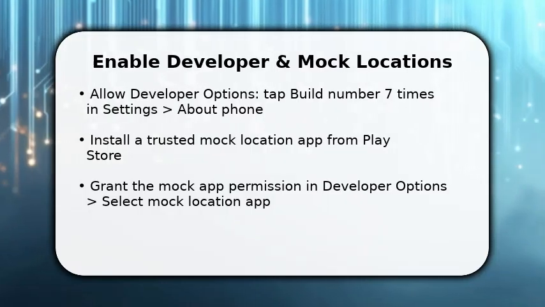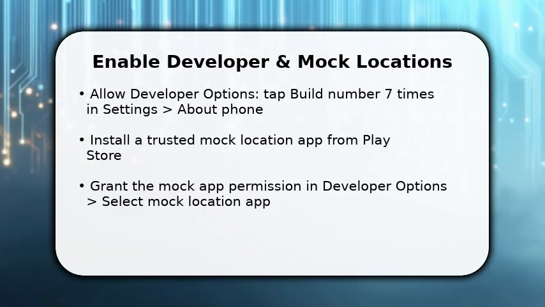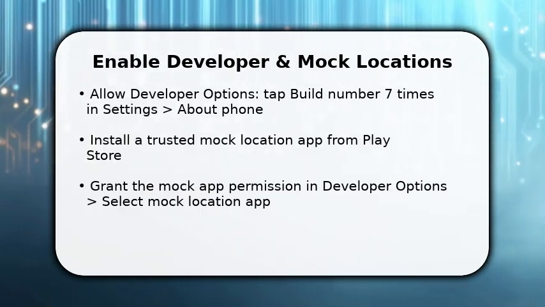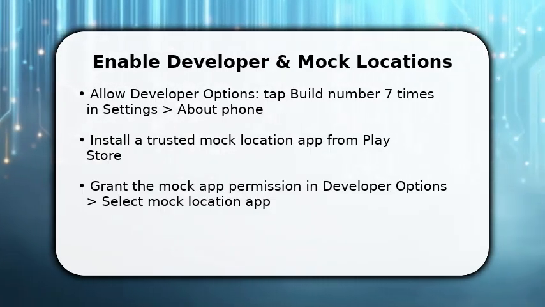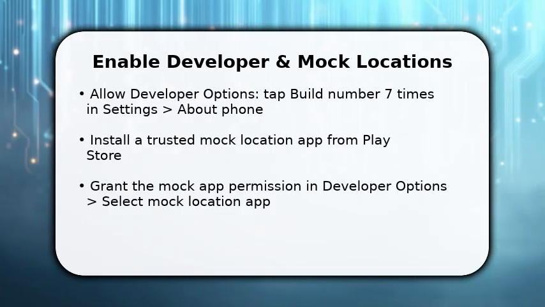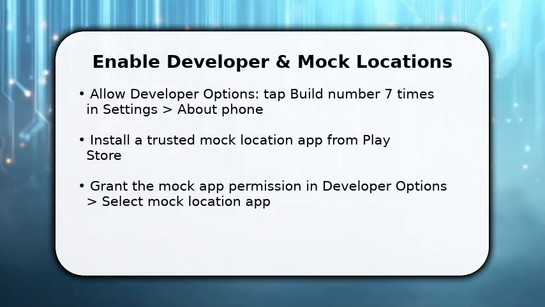You start by enabling developer options and selecting a mock location app so your phone will accept simulated GPS. Once done, install a reliable mock GPS app and open it. Make sure you grant location and background permissions.